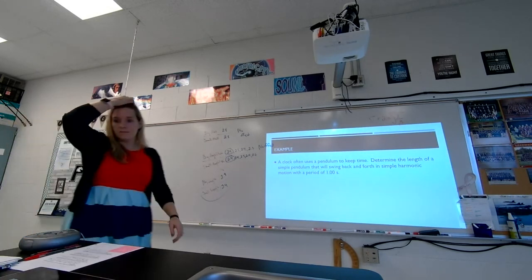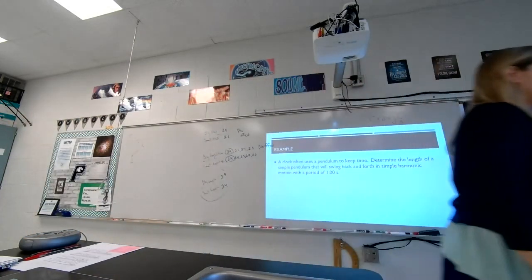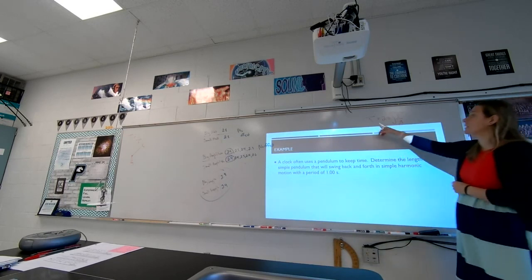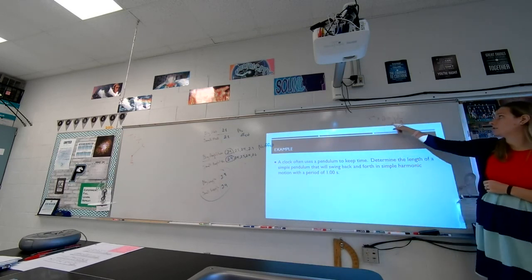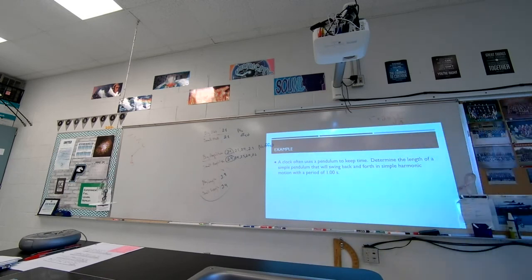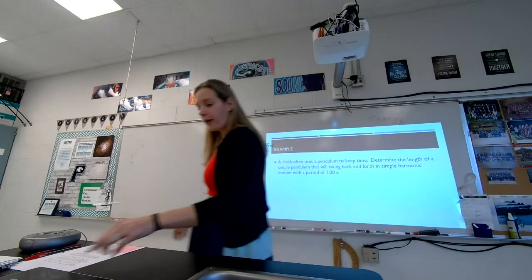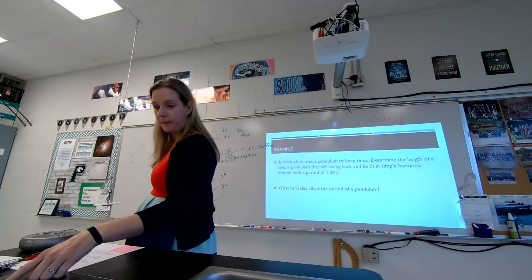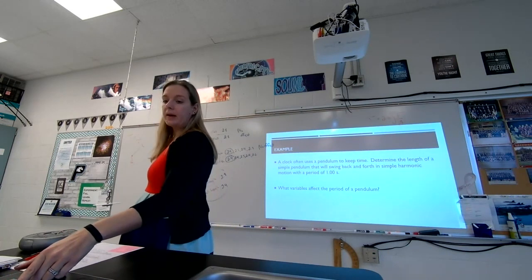I get 0.24. Yeah, I get 0.24. This is period. T for period is 2 pi root L over g. Okay, did we get 0.248? Okay. I feel like this is redundant. What variables affect? Okay, cool. We'll just end there.